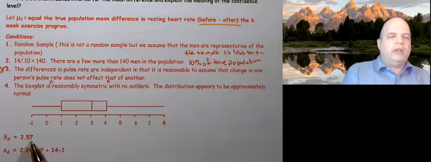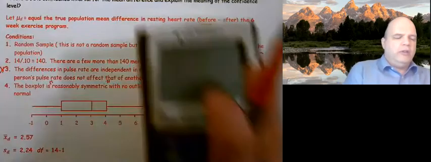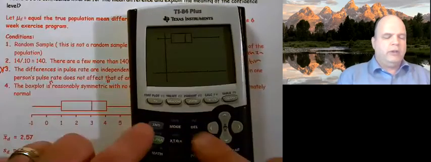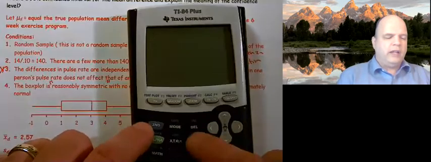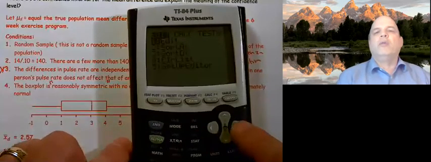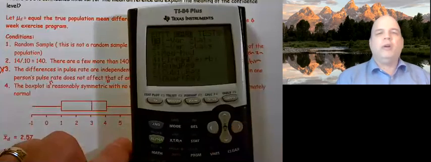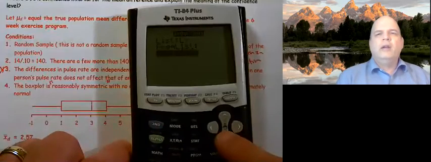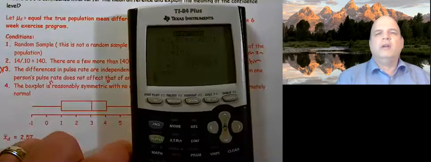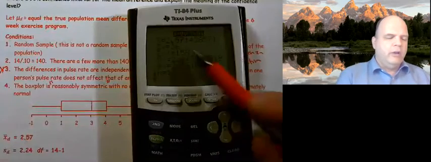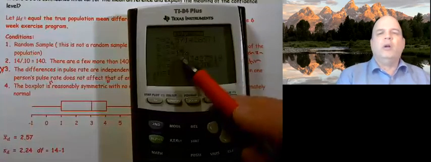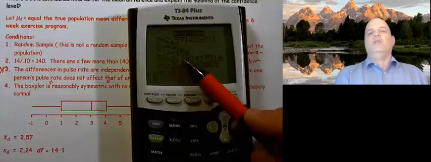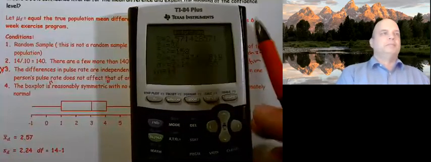All right, the next thing is I need to know how to get my X̄D and my SD. The easiest way to do that is, once again, stat, arrow over to the word calc, one variable statistics, second 3, enter a couple times, and there it is, 2.5714, and my SD 2.2434.